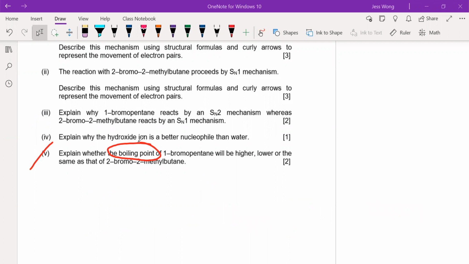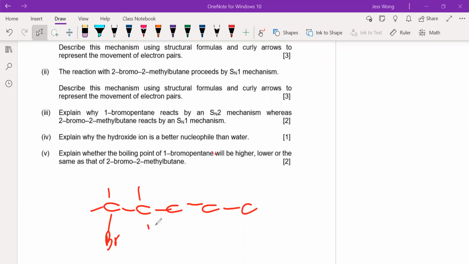Explain whether the boiling point of 1-bromopentane will be higher or lower than that of 2-bromo-2-methylbutane. If you look at it, they actually have the same Mr. So 1-bromopentane has 5 carbons arranged in a straight, linear manner, while 2-bromo-2-methylbutane also consists of 5 carbons, but now arranged in a branched manner.